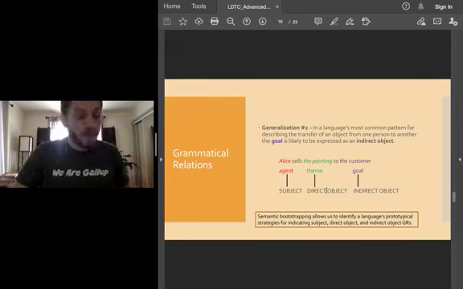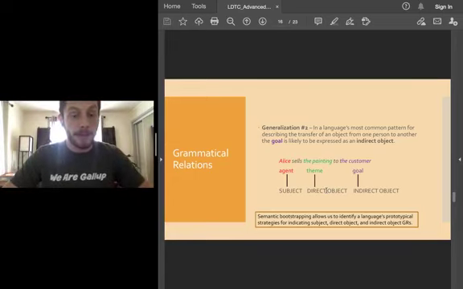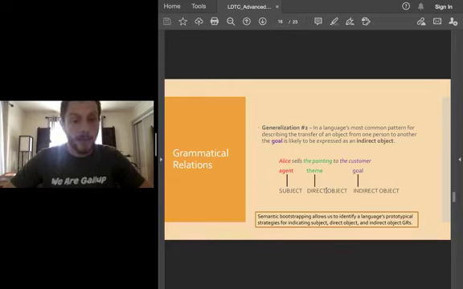Generalization number two follows a very similar line of logic. In a language's most common pattern for describing the transfer of an object from one person to another, the goal is likely to be expressed as an indirect object. Again, turning to English, for example, Alice sells the painting to the customer. Again, we can first identify the thematic roles. Alice is the agent. She's doing the selling. The painting is the theme. It's the thing being sold. It's being transferred. And the customer is the goal. It is the endpoint of the act of selling, or the beneficiary. It is the one who benefits.